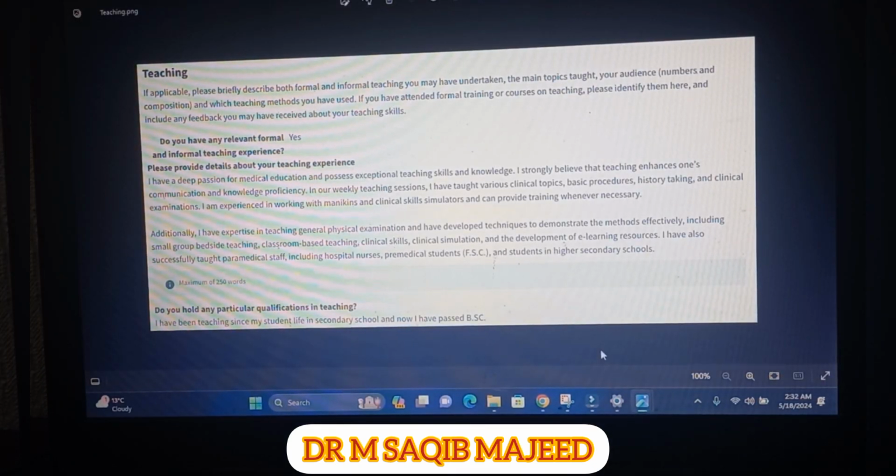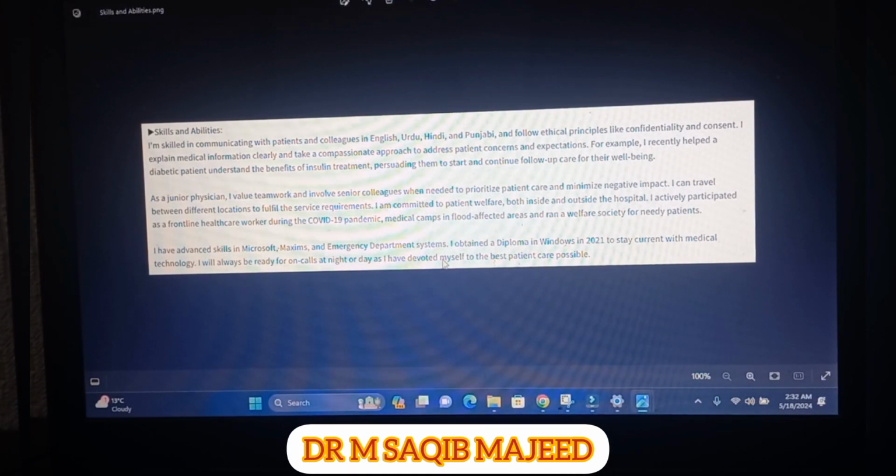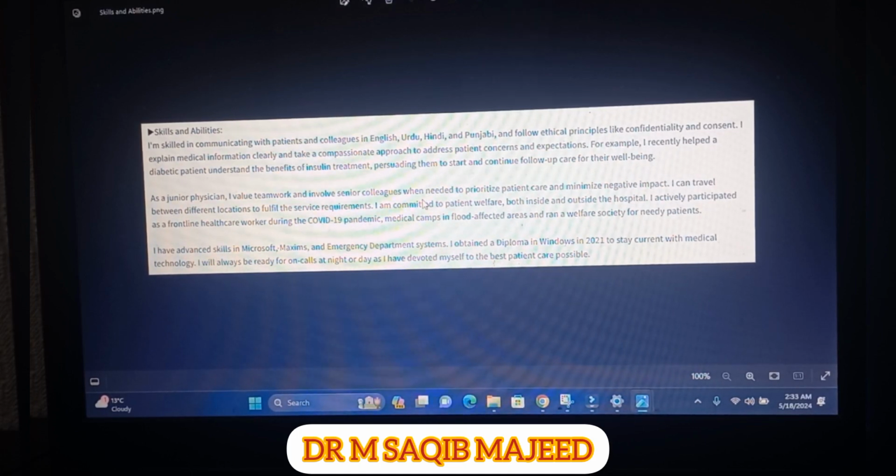And how can you write those things? Yes, here I have written the criteria which they have asked. About the communication, I wrote one paragraph, and about the teamwork and flexibility, I wrote a paragraph like: I am always ready for on call at night, and I have devoted myself to the best patient care possible, like this. You can mention it in your own words. So this is the way I used to write my application.